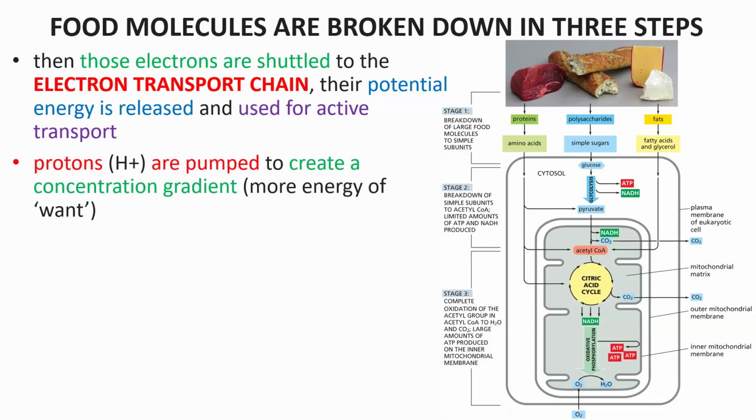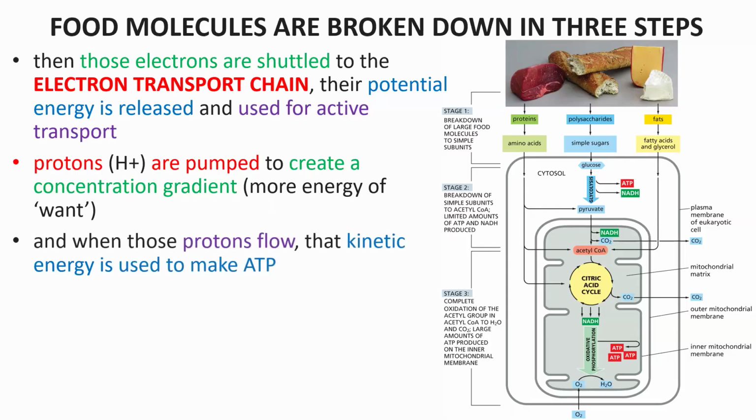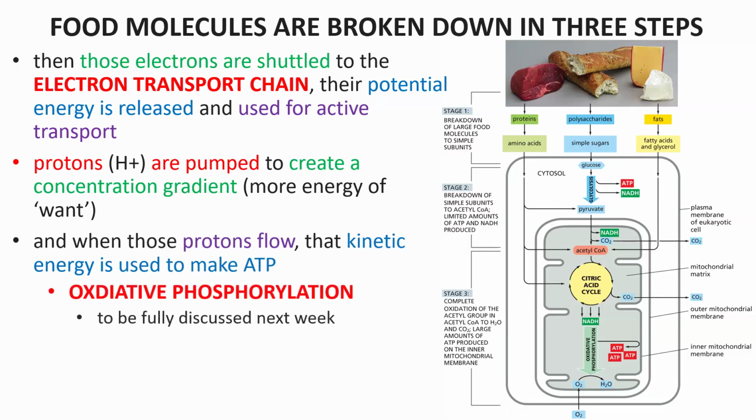And then those protons, with that massive concentration gradient, that ton of potential energy, those protons want to flow so badly, so there's so much potential energy there, those protons will be allowed to flow, and that kinetic energy of protons flowing is the energy that will be directly used to make ATP. That is the oxidative phosphorylation step. And again, I'm getting ahead of myself.